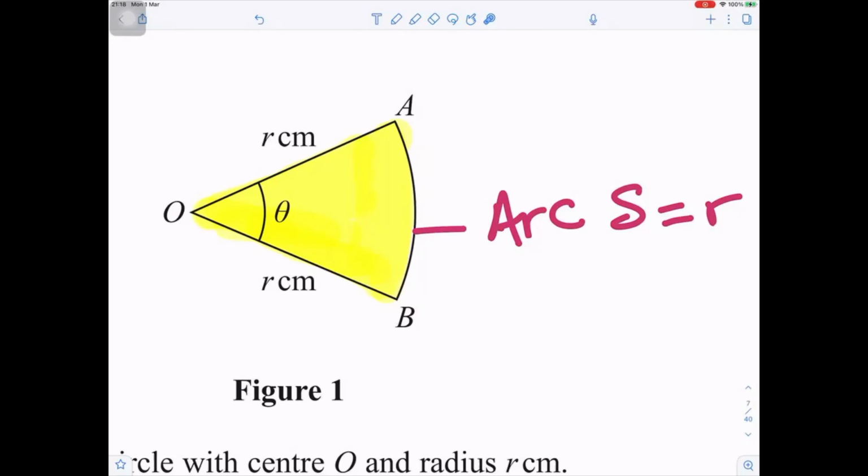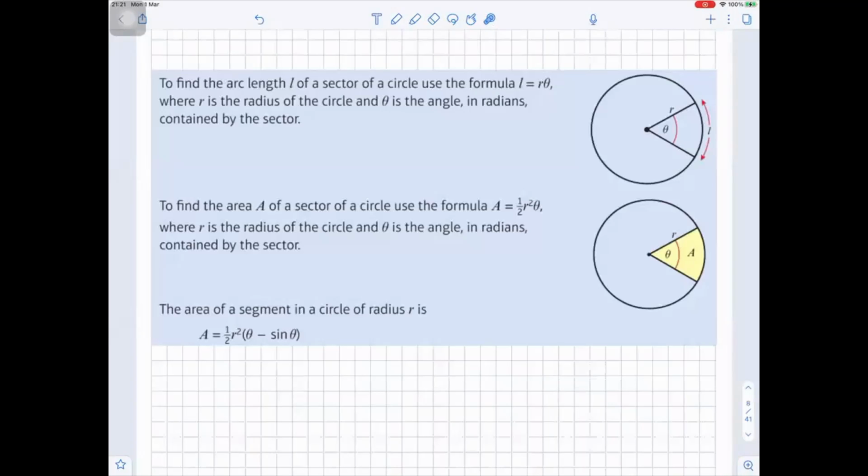But they say it is 4 times the arc. That is the arc there. So that perimeter is 4 times the distance for that arc. And we're going to form that equation and solve it. So to find the arc length L of a sector of a circle, use the formula L equals r theta. So we need to memorize that, where r is the radius of the circle and theta is the angle in radians contained by the sector.